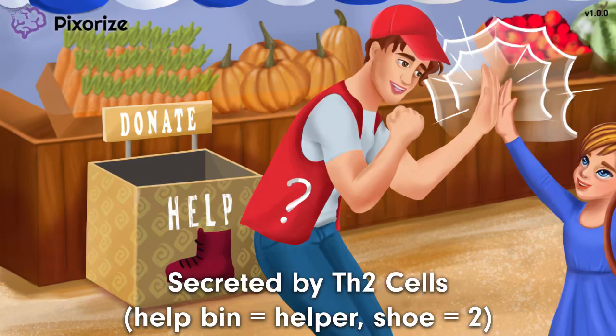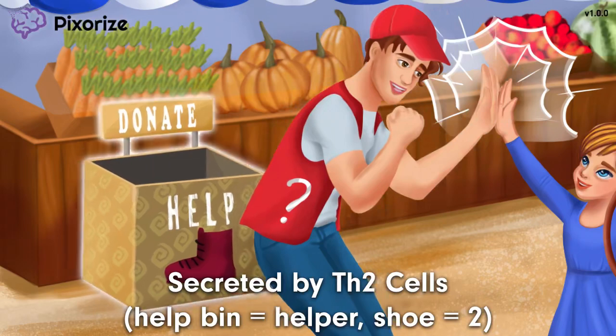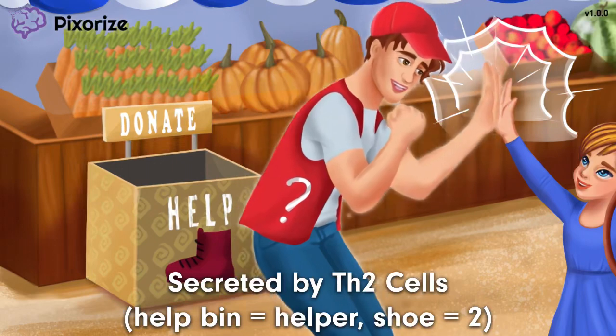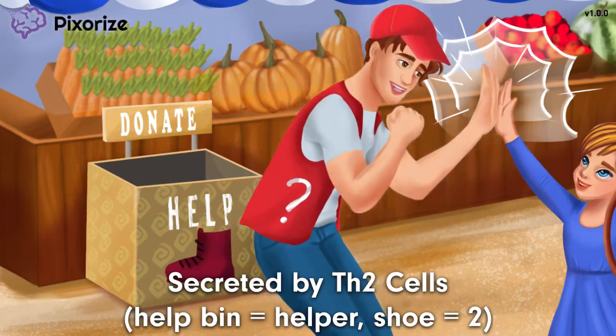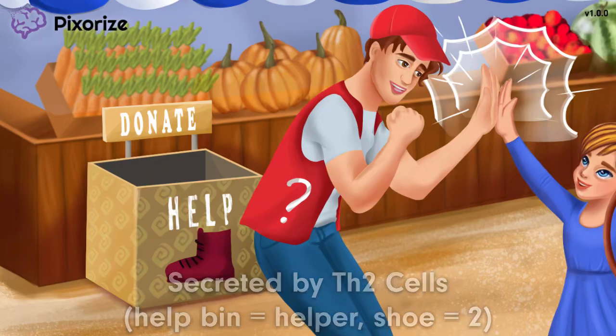And it seems like the brother here is even volunteering for this shoe drive as a helper. The combination of the help shoe bin and our helper here should help you remember that IL-5 is released by T helper 2 cells, or Th2 cells. Th2 cells do a lot of things, but you should remember that they can release IL-5. Let's move on now to discuss the exact functions of IL-5.